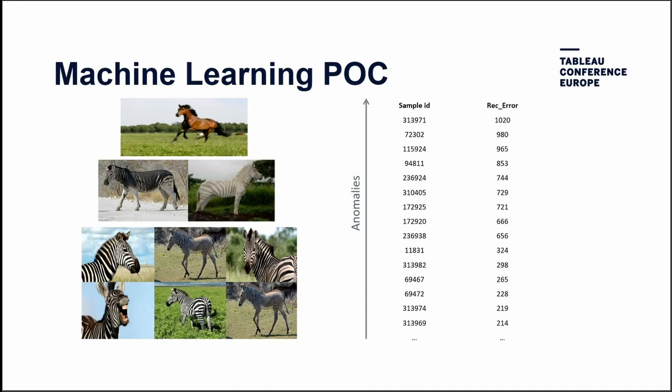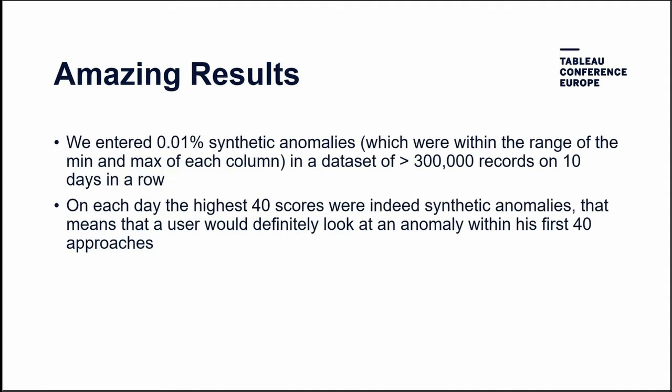So we did a proof of concept with this model, and we had really good results. So on 10 days in a row, we entered 0.01% of anomalies in a data set. So we defined that there were anomalies because we put them in there. And we used a data set of around 300,000 records. And on each of these 10 days, the first 40 scores we saw in the data set were actually the anomalies we put in the data set.